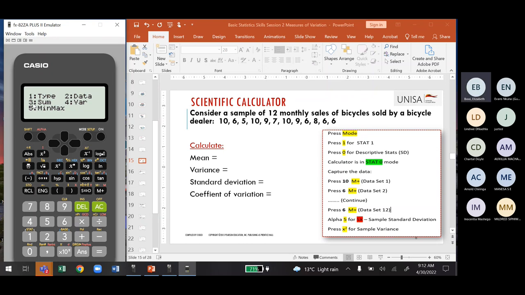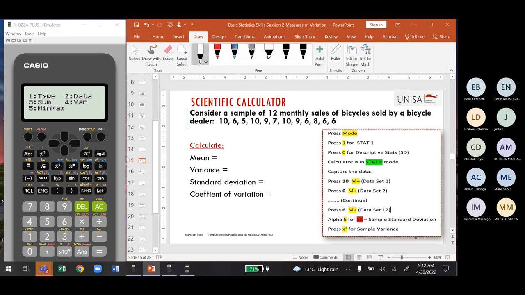Now you have number 3 and number 4. Number 3 gives you the sum. Remember that the mean is the sum of your observations over n. So in order for us to know what the sum is, we can use number 3 to get the sum. If you press button 3, there you will have sum x squared, but we are looking for the sum, which is your number 2. Then we just press 2, and then you press equal, and that will give us our mean: 92 divided by 12.